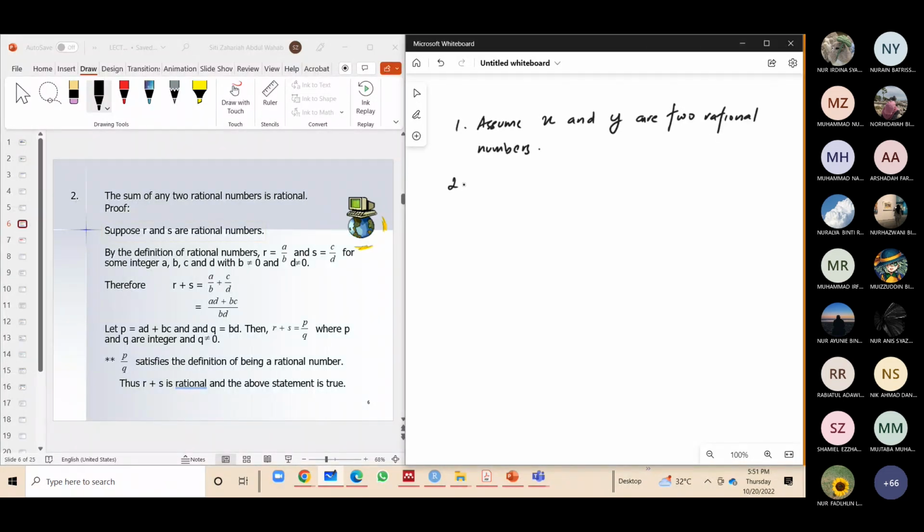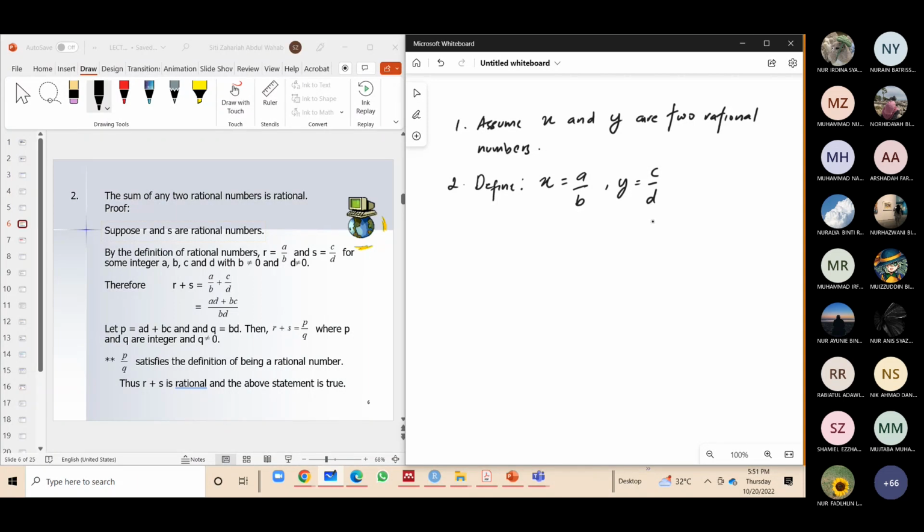Okay, and then you have to define x and y. So define here x equals a over b, how to define a rational number? A over b, right? And y equals c over d. You can use any variables. Now we already insert new variables, right?